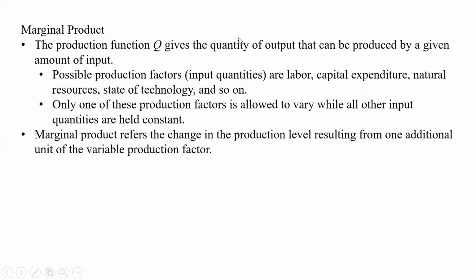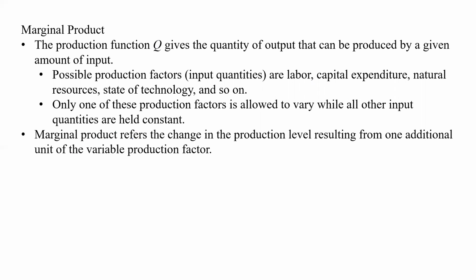Now, what is the marginal product? Well, the production function Q gives a quantity of an output that can be produced by a given amount of input. So the possible production factors, input quantities that we can do for a Q, we can have labor, we can have capital expenditure, and we can have natural resources, state of technology, and so on. So depending on which one of these we choose, it can change our production function Q. Now, only one of the production factors is allowed to vary while all the other input quantities are going to be held constant. So that's going to be the key.